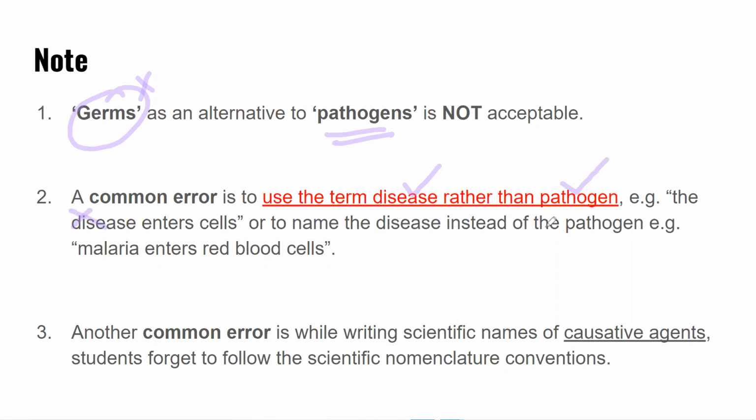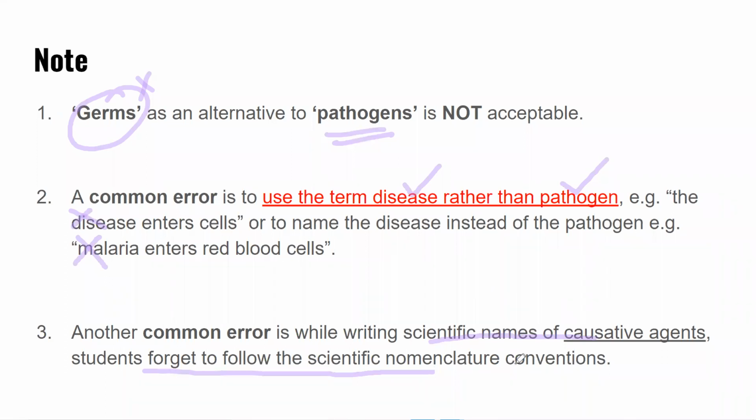Sometimes they name a disease with the help of a pathogen's name. So instead of saying that Plasmodium has entered the red blood cell, they will say malaria has entered the red blood cell, which is wrong. Instead of giving the name of the pathogen, if you're writing the name of the disease, then also that will not be accepted.